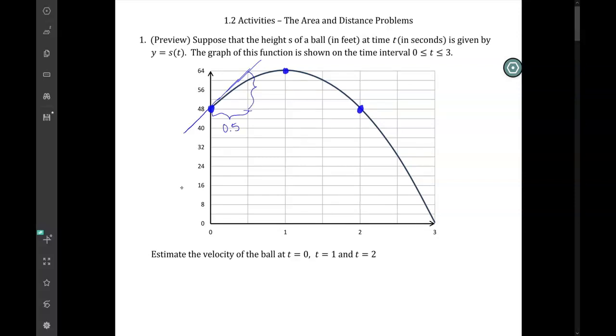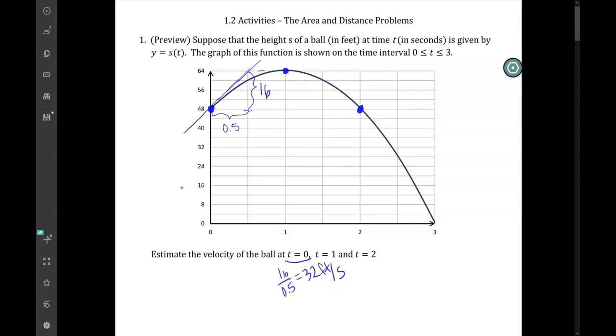What is this? If I can count, what are those apart? 40, 48? Oh, they're 4 apart. Okay, so 48 up to 64, 16. Oh my goodness, I can do arithmetic sometimes. Okay, so the slope of that first one for t equals 0 is going to be 16 over 0.5, which is 32 feet per second.